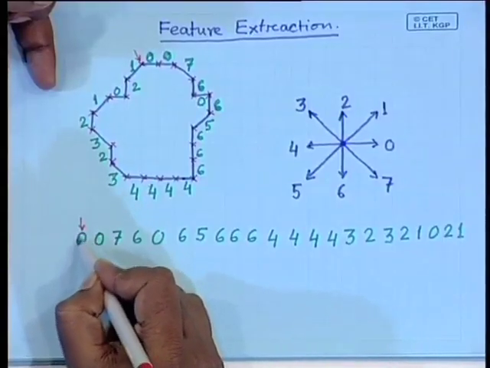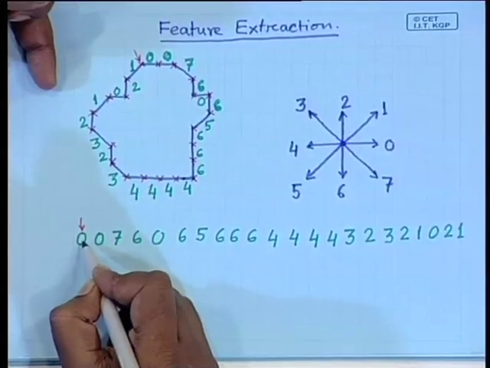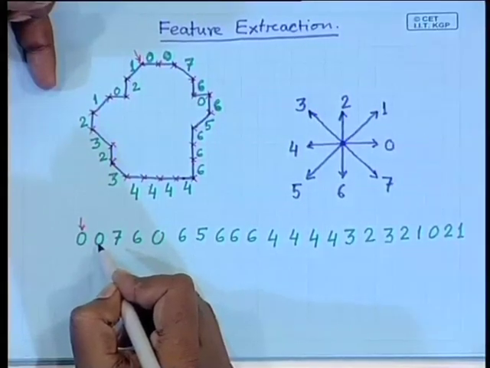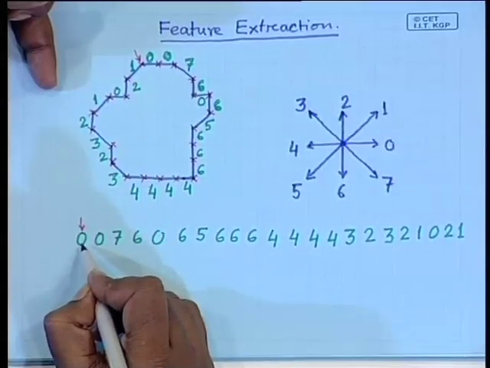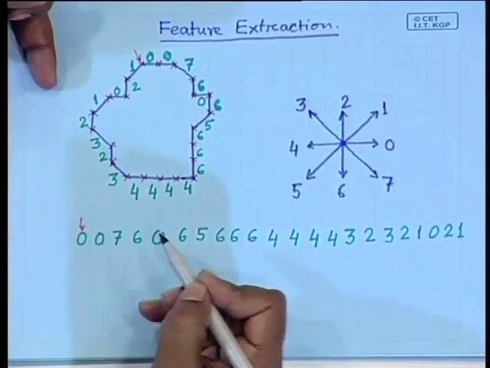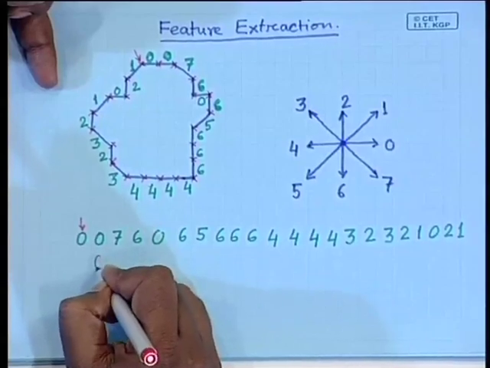Okay. But I know that this direction is 0, and the next direction is also 0. So I know how many steps of rotation I have to make to move from 0 to 0. In this case, because the previous direction is also 0 and the next direction is also 0, the number of steps of rotation will be 0. Okay. So I will put this as 0 only.